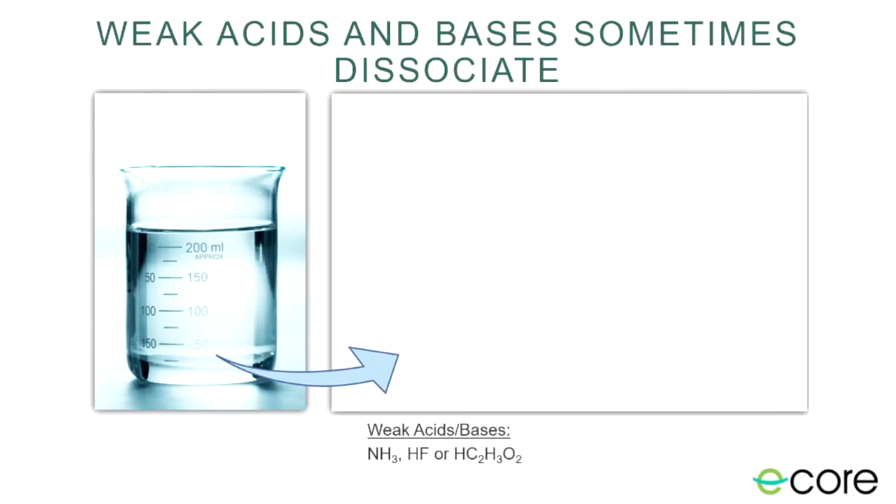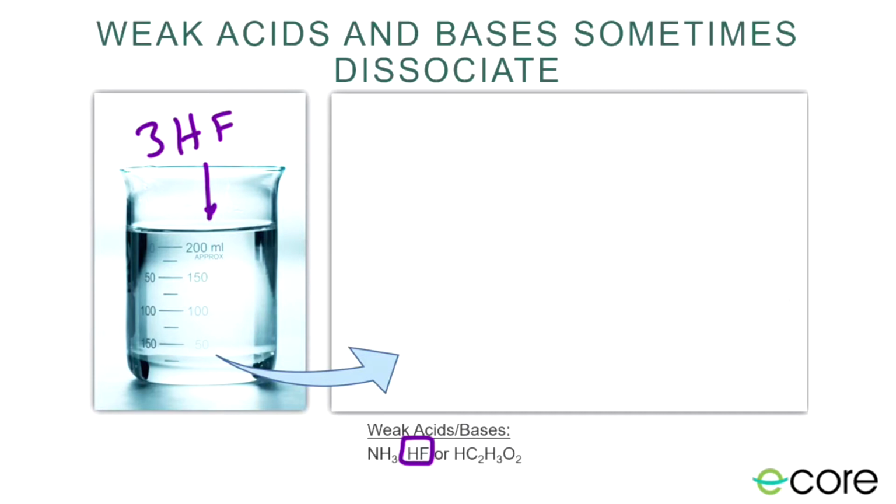So let's grab one of our weak acids. Let's say we have HF, okay? Here are our 3 examples that you need to have memorized: NH3, HF, and acetic acid, HC2H3O2. And we're going to put 3 HFs into solution. What happens? Well, sometimes they split apart, but sometimes they don't.